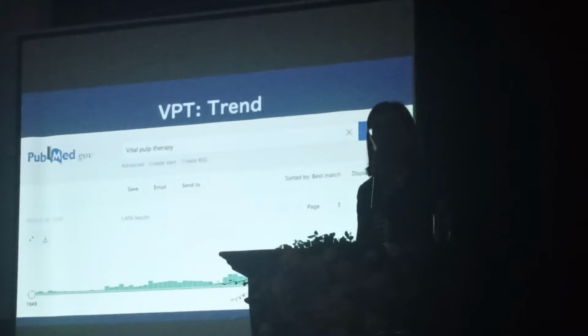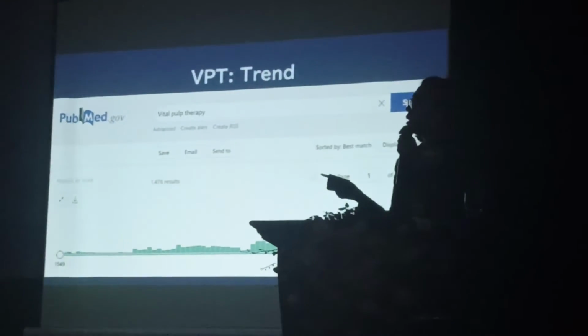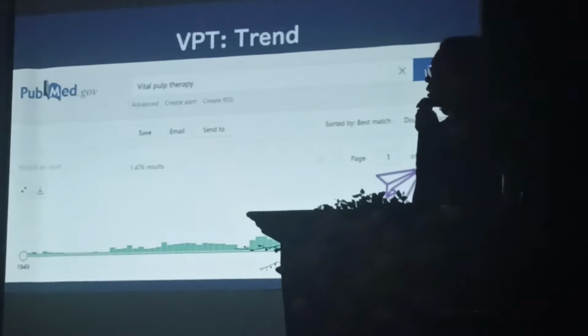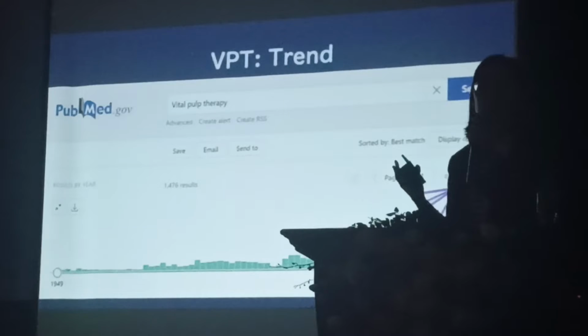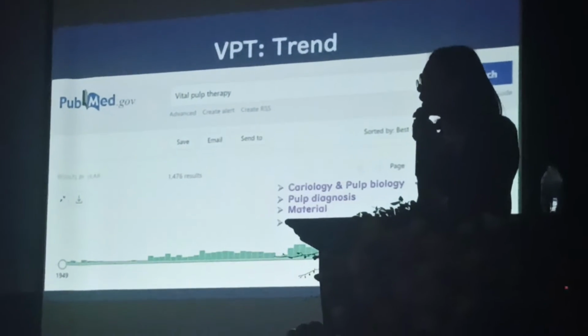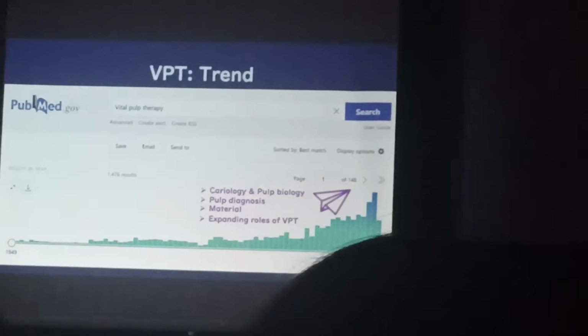Okay. Let's look at the trend of VPT right now. You can see I searched on PubMed, and there is a very rising trend of pulp therapy. In the last 10 years, there's been a high flow of publications. And I think there are reasons for that. There are major changes in four areas, which are caries and pulp biology advancement, pulp diagnosis, materials, and also expanded growth of pulp therapy.